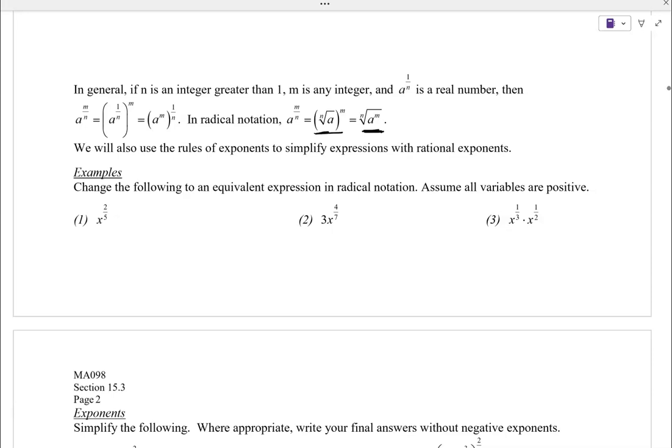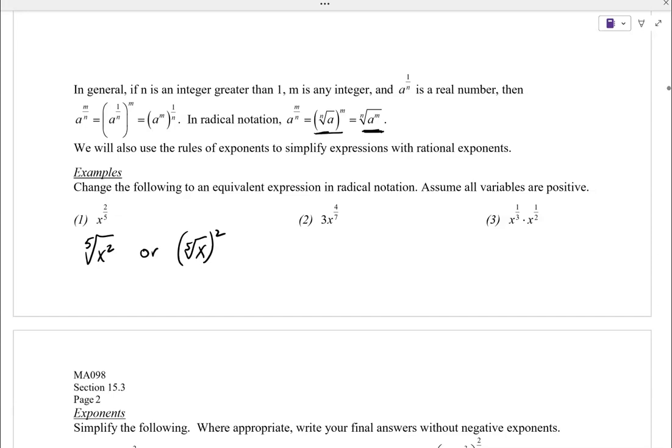You could write this as the 5th root of x squared, or the 5th root of x squared. Either way works. Either way is perfectly acceptable to write it. Again, the top tells you what power to take. The bottom tells you what root to take.